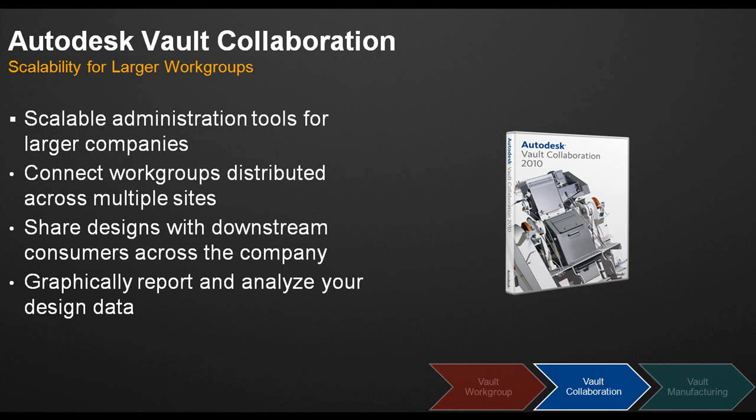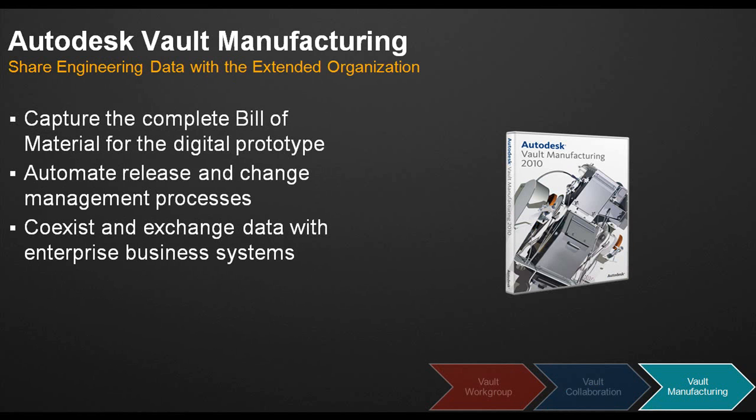Autodesk Vault Collaboration provides scalable administration tools for larger companies across multiple sites and provides some additional tools to share with downstream consumers such as SharePoint integration and the web client. Autodesk Vault Manufacturing, formerly known as Product Stream, captures the complete bill of material of the digital prototype, automates the release and the change process, and prepares the data for handoff to downstream MRP or MRP type systems.